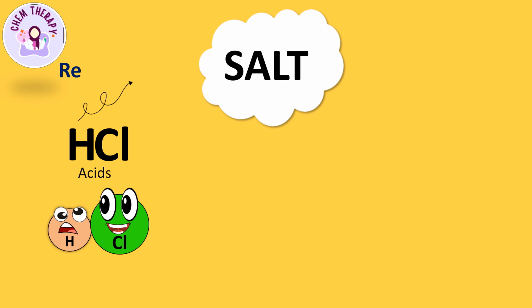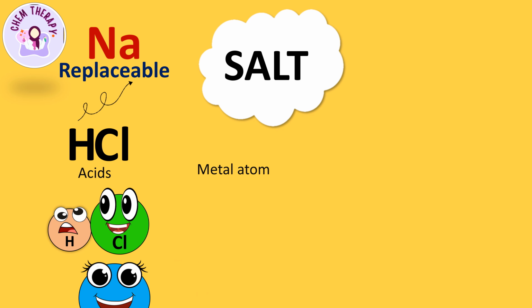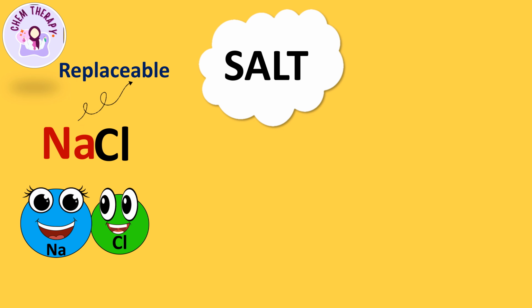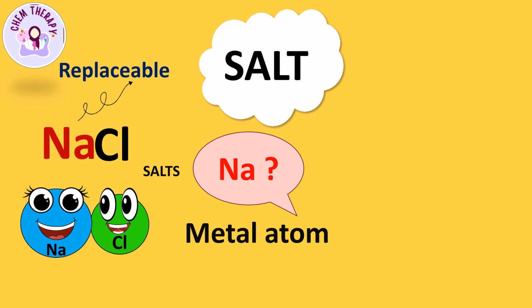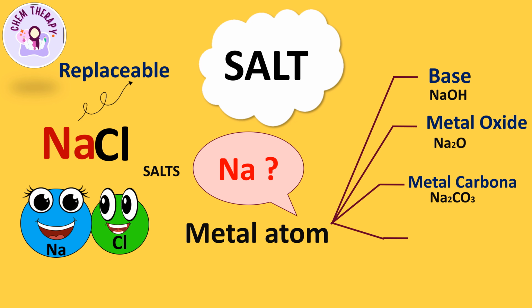Acids have replaceable hydrogens. When these hydrogens are completely or partially replaced by metal atoms, the resulting compounds are called salts. Now the question is, where does that metal atom come from, which replaces the hydrogen? The metal can be present in the form of a base, or as metal oxide, or metal carbonate, or it can either be metal itself, or in the form of salt of that metal.